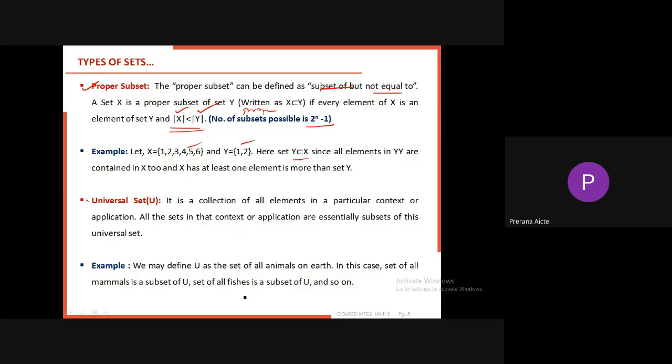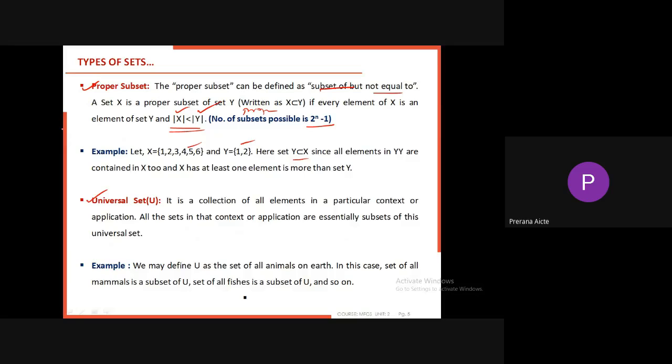Next one, universal set. The set which contains all the elements with respect to a particular context is going to be called the universal set. And we can consider examples such as the set of animals on the earth, or the set of numbers, or the set of birds. Like that we can consider examples for this one.